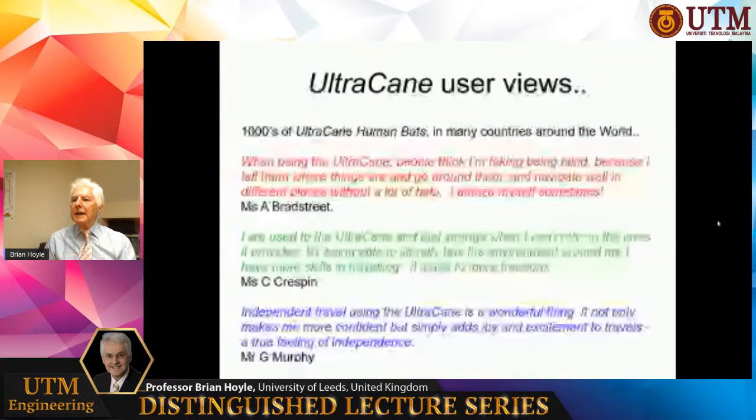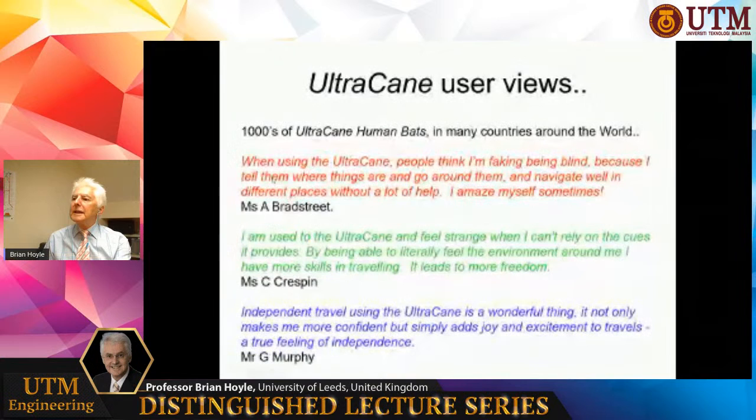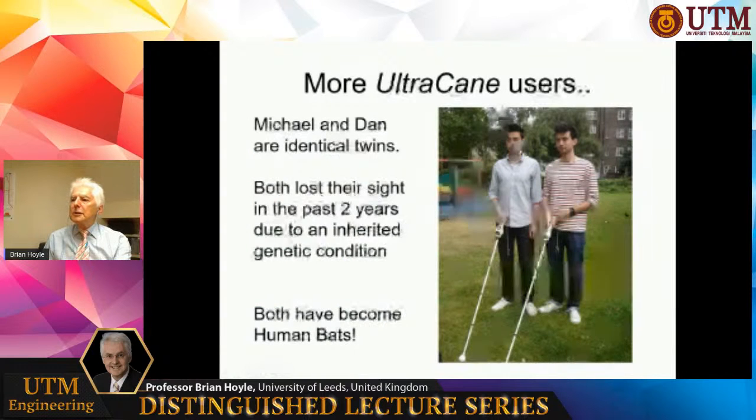Without using it, when using the Ultracane, people think I'm faking being blind because I tell them where things are. So we get people saying very nice things about this. Here are a couple of human bats. You'll notice these two guys are identical, and tragically, they are identical twins, and tragically, they both lost their sight within a short time of each other because of an inherited condition they didn't know about. And one of them is a keen cyclist, and we're going to meet him again in a few minutes' time.